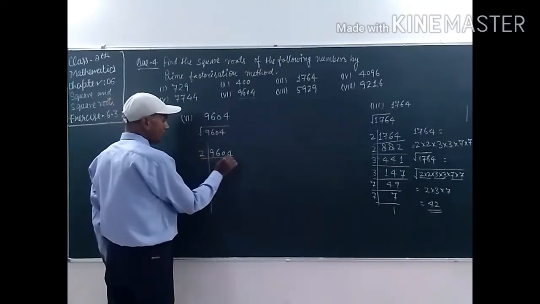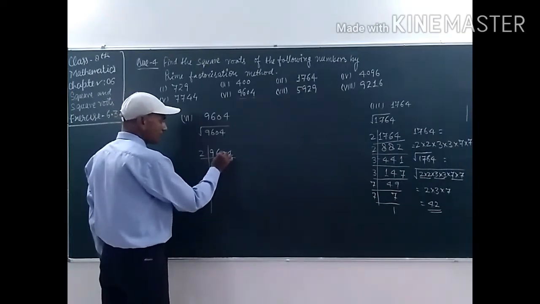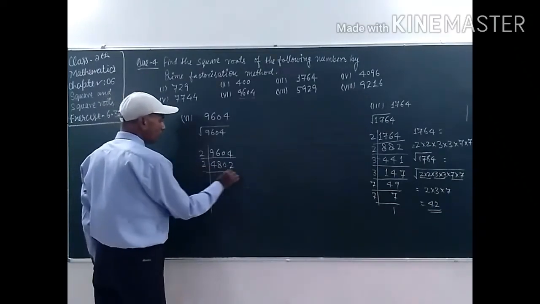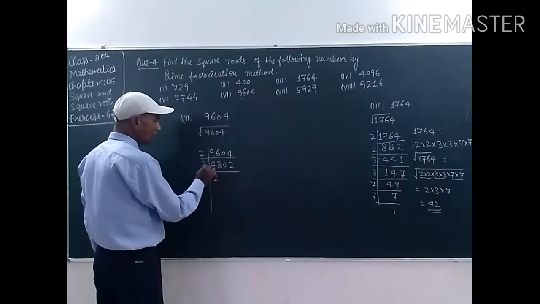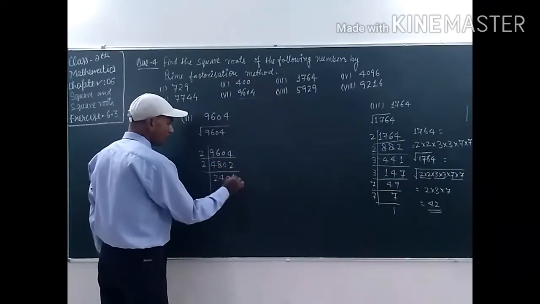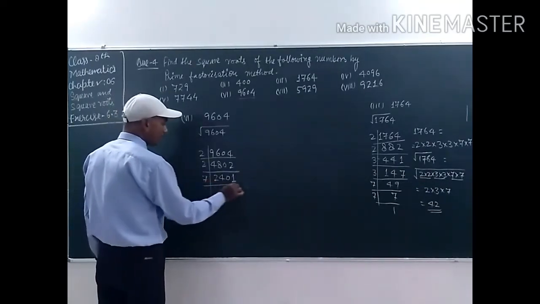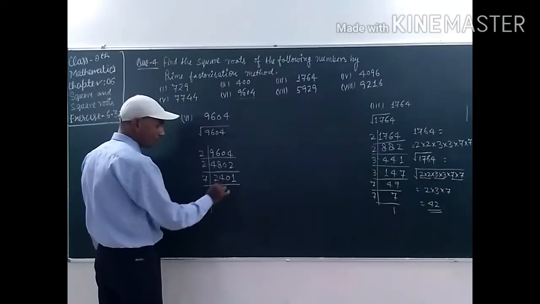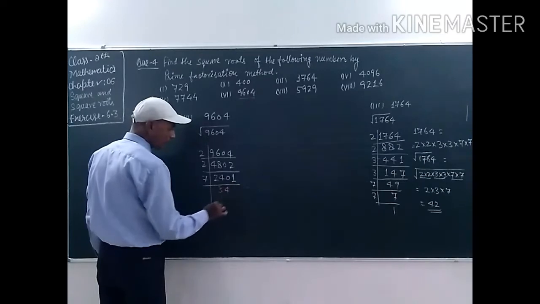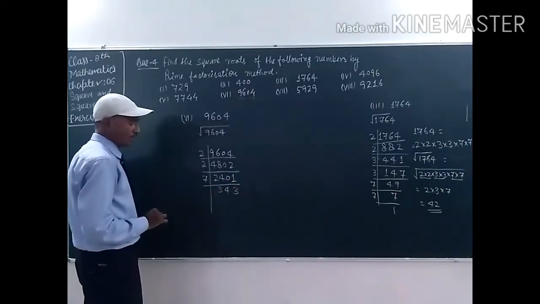9604 is divisible by 2. So 2 4s are 8, 2 8s are 16, and this 0 0, so 2 2s are 4. Again by 2, 2 2s are 4, 2 4s are 8, 0, and 2 1s are 2. But the next prime number is 7. So 7 3s are 21, this 3 30, so 7 4s are 28, 2 21, so 7 3s are 21.